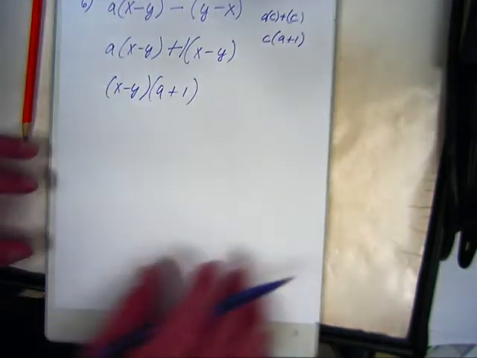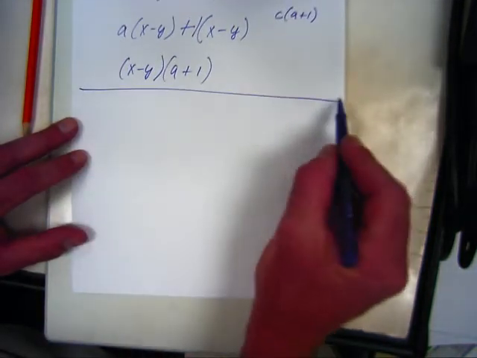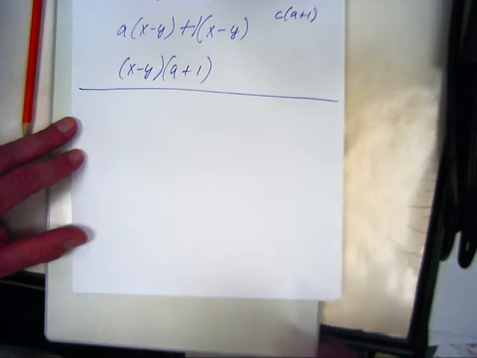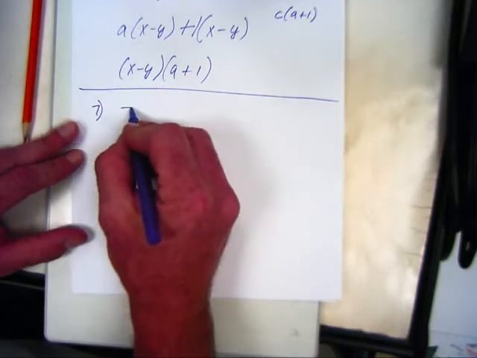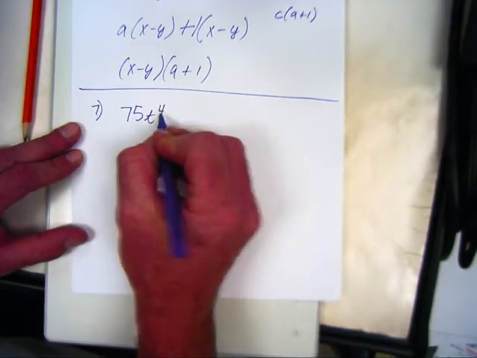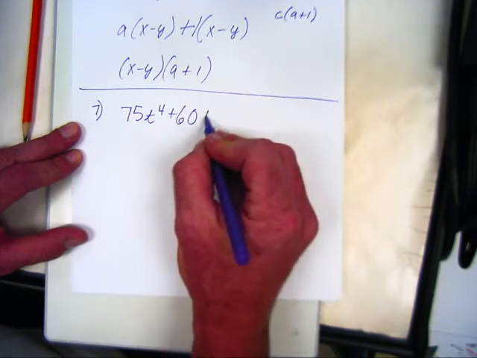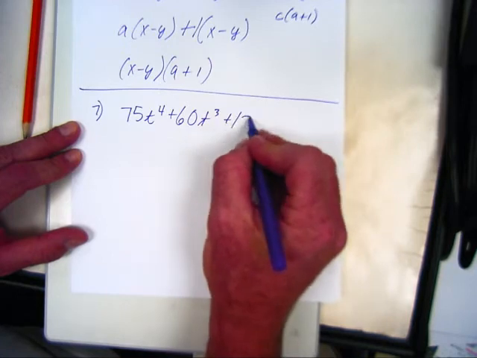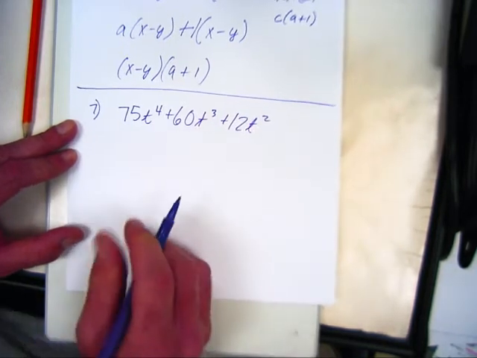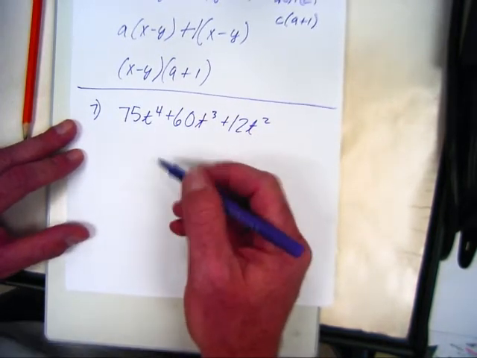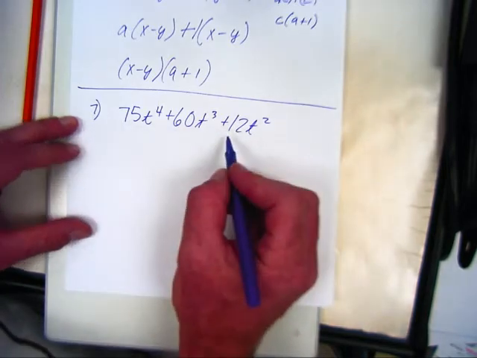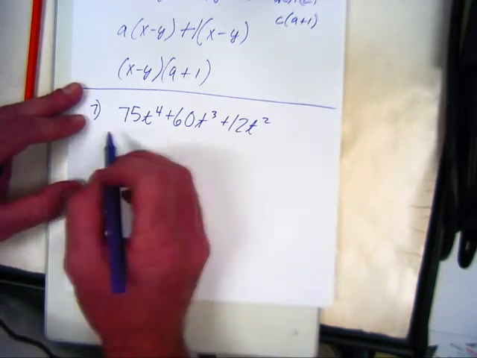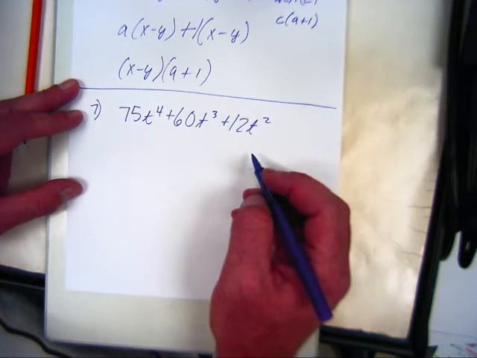Let's look at number 7. We have 75 t to the 4th plus 60 t to the 3rd plus 12 t squared. This is the first one I see where we have a GCF. I've been looking for it all along. This is the time I finally find it. I'm excited to pull some numbers out because things are going to be a little bit easier.